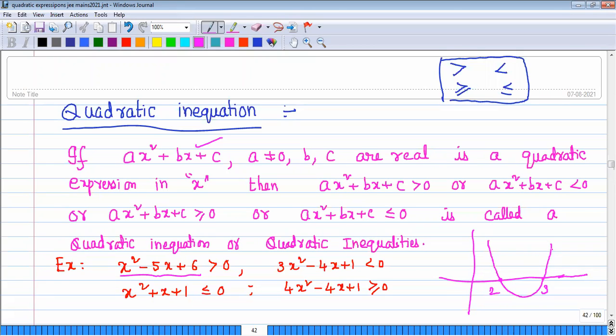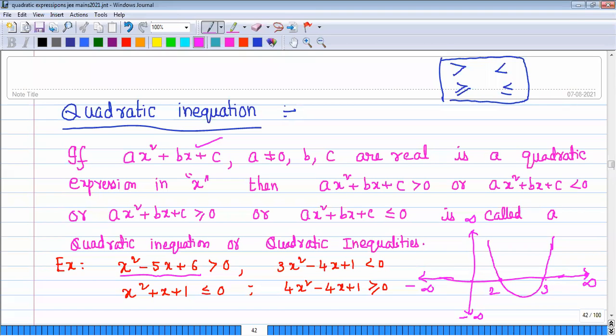Let me explain. The x-axis is a horizontal number line, from negative infinity to positive infinity. The y-axis is also a number line, a vertical one, perpendicular to it, and this is also positive infinity and this is negative infinity.